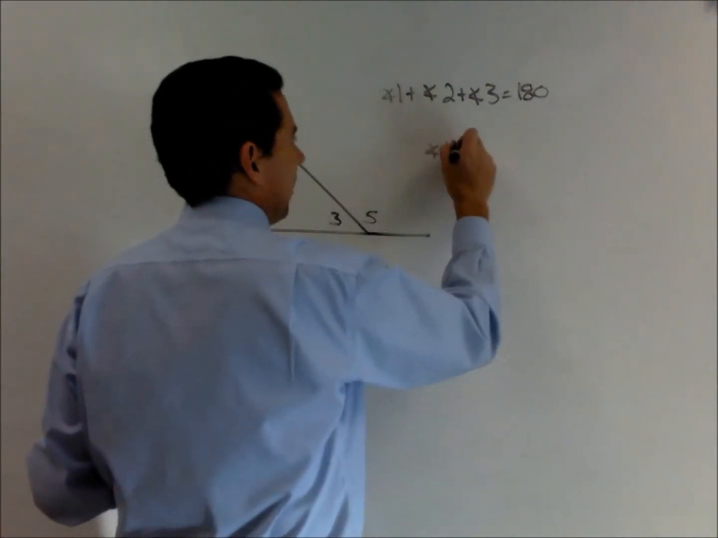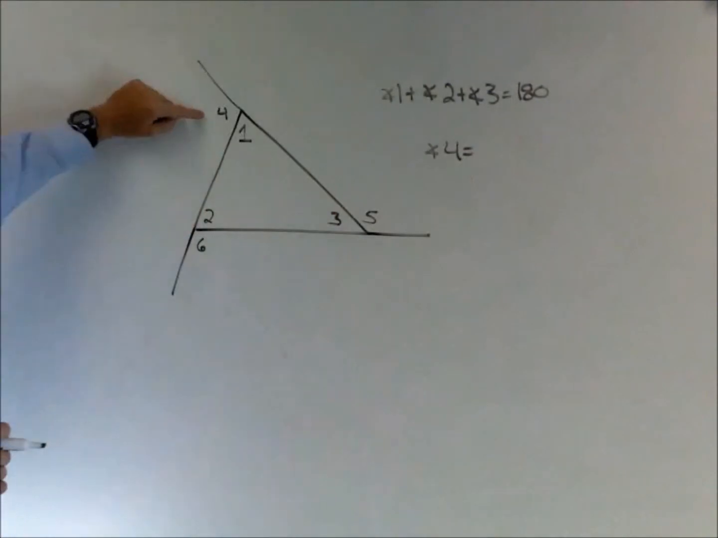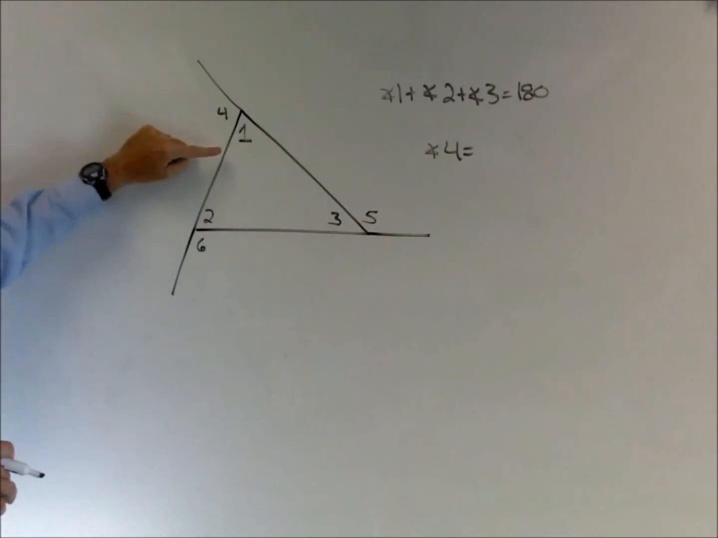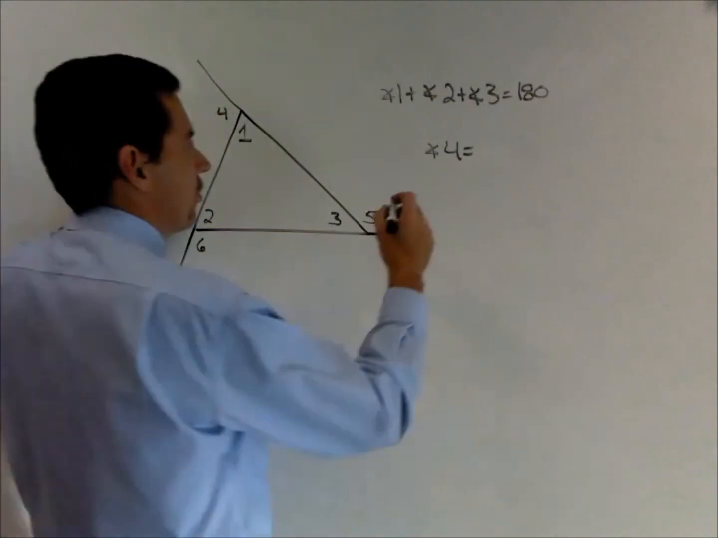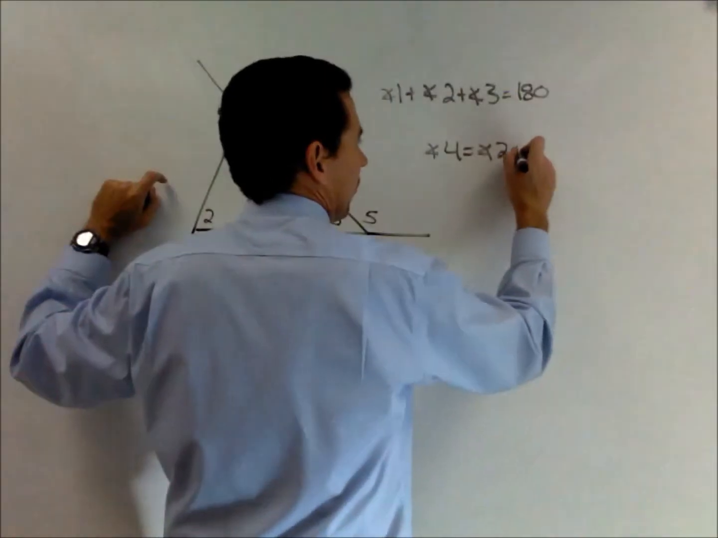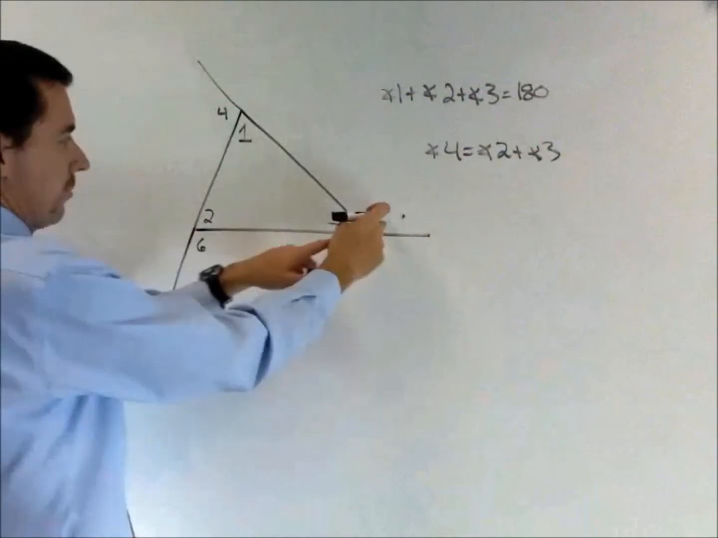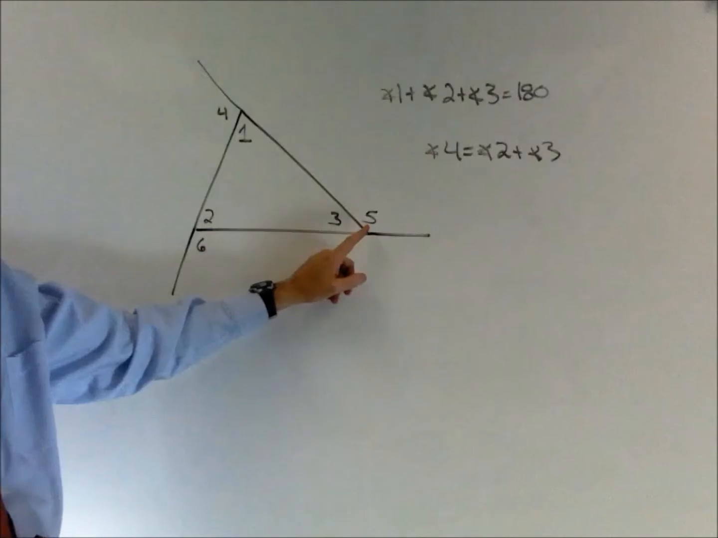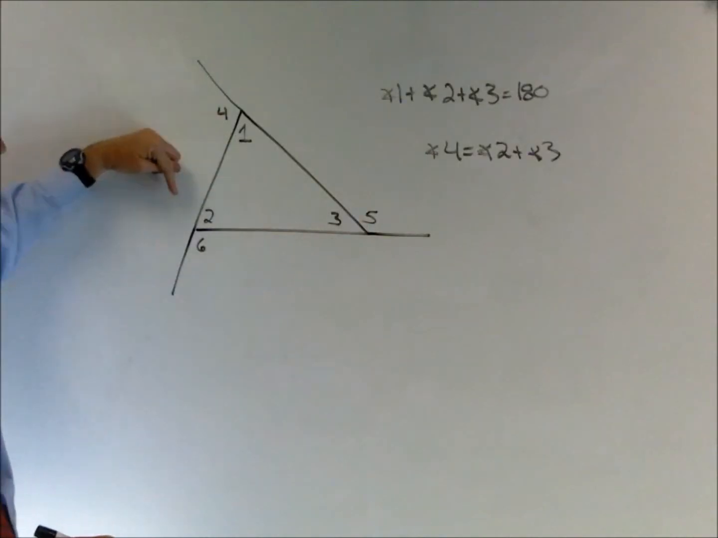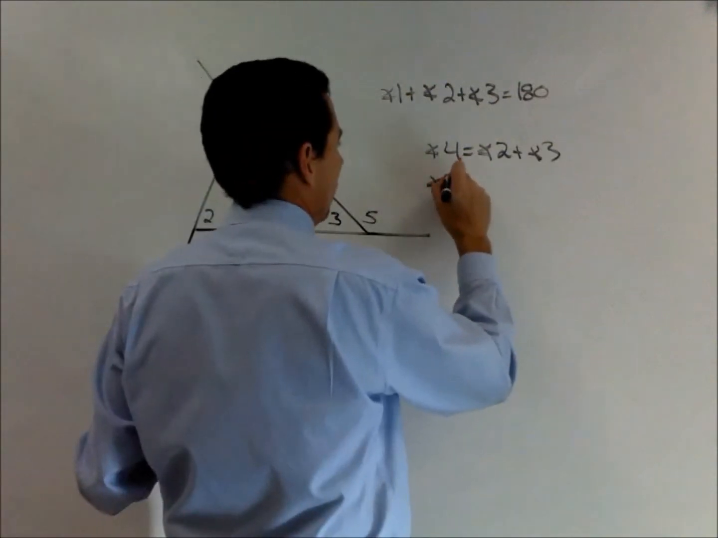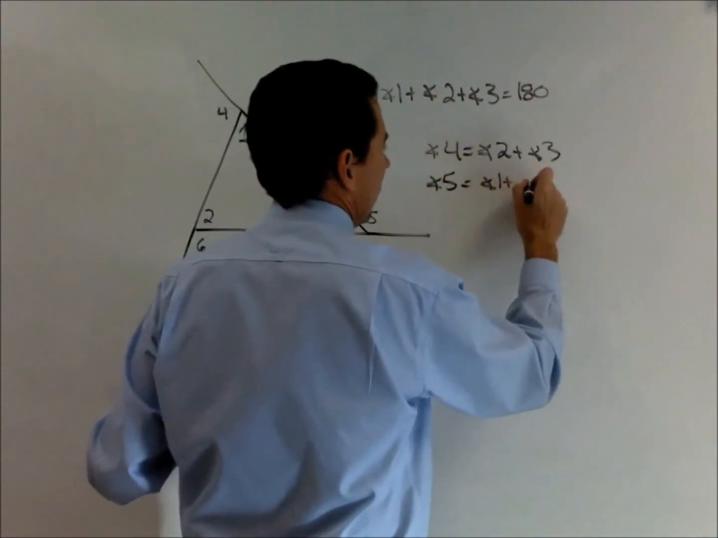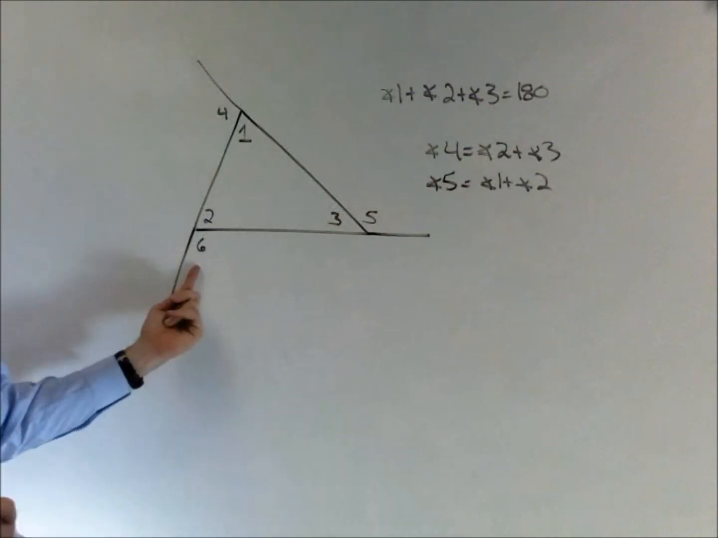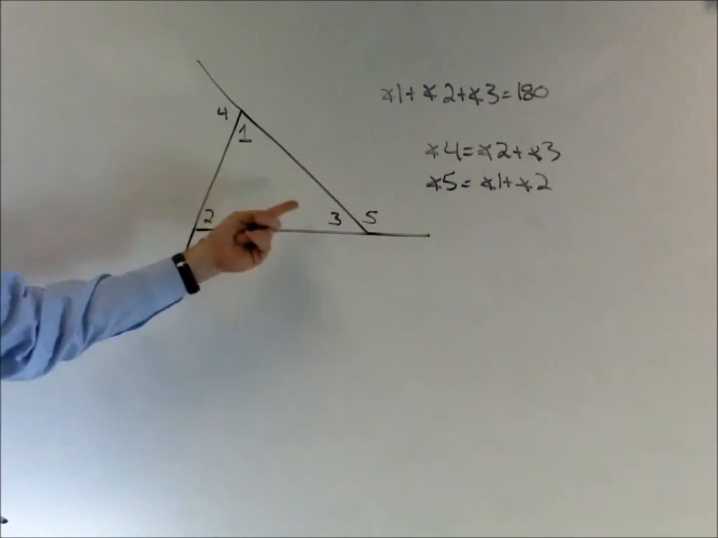So I could say angle 4 equals, now again, an exterior angle. The sum of its two remote interior angles is basically saying angle 4 is equal to the two interior angles that it's not adjacent to added together. So angle 4 equals angle 2 plus angle 3. I can come around and say the same thing about angle 5. Angle 5 is an exterior angle. It's equal to angle 1 plus angle 2. And I can say the same thing about angle 6. Angle 6 is equal to angle 1 plus angle 3.